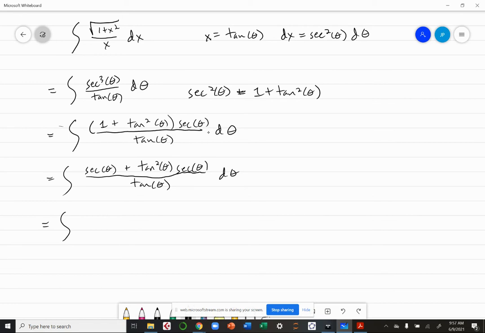Now that can be written as two separate fractions. So it's going to be secant theta over tangent theta plus tangent squared of theta times secant theta over tangent of theta.